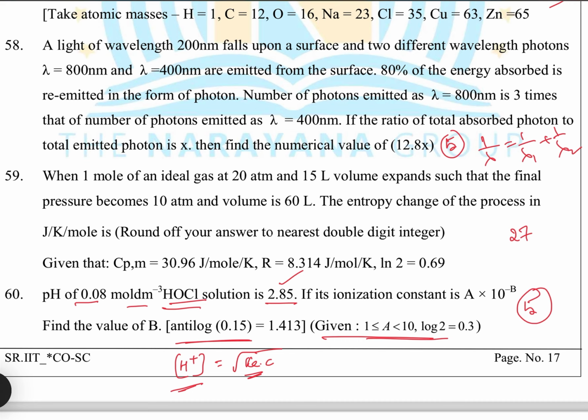59th question. When 1 mole of an ideal gas at 20 atm and 15 liters volume expands such that the final pressure becomes 10 atm and volume 20 liters, the entropy change in the process is... First find out delta H, then Q reversible by T, delta H by T, work done. 20 atm, here it is 10 atm. If you want to make the pressure the same at 10 atm, this will become 30 liters. So P delta V: P is equal to 20 atm and volume will become 30, 20 into 30, that is 600 atm liters or 600 joules. If you calculate, you will be getting the answer of 27.